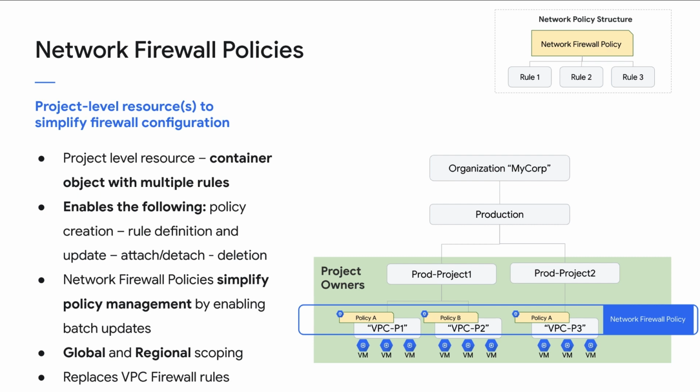The network firewall policy construct is a project-level resource container object with firewall rules. There are 2 types of network firewall policies: global and regional. They work a little different, but both have the same features. A global network firewall policy provides a global firewall configuration structure to match the global nature of our VPC network. It applies to workloads deployed in all Google Cloud regions in the VPC network.